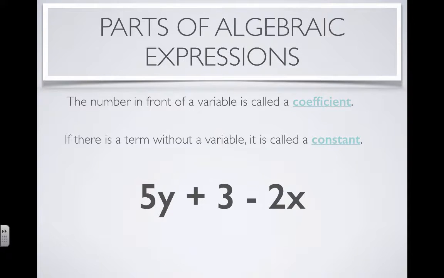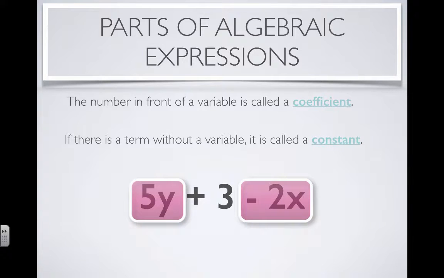Here's another algebraic expression. We're going to name the coefficients and the constant. The coefficient is a number that comes in front of a variable. So out of these three terms, the two terms with variables right here have numbers in front of them, and those are called the coefficients. So the coefficient with this y term is 5, and the coefficient with this x term is a -2, because we always want to make sure that we take the sign in front of the term.